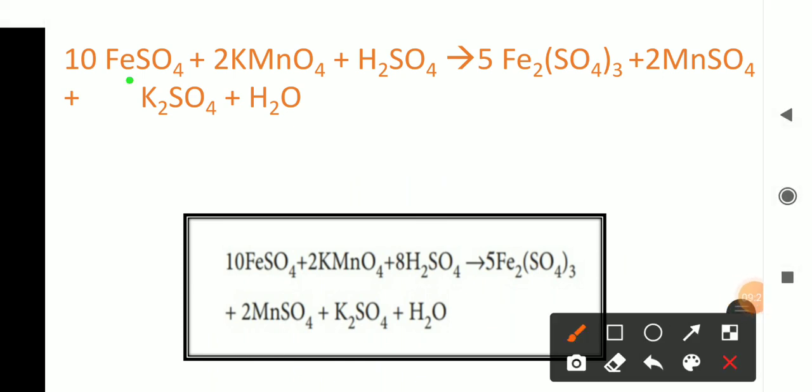Okay, then come to sulfur. How many sulfurs do we have in the reactant side? Let us calculate. See here, 10 sulfur. Then here in the sulfuric acid, 1 sulfur.